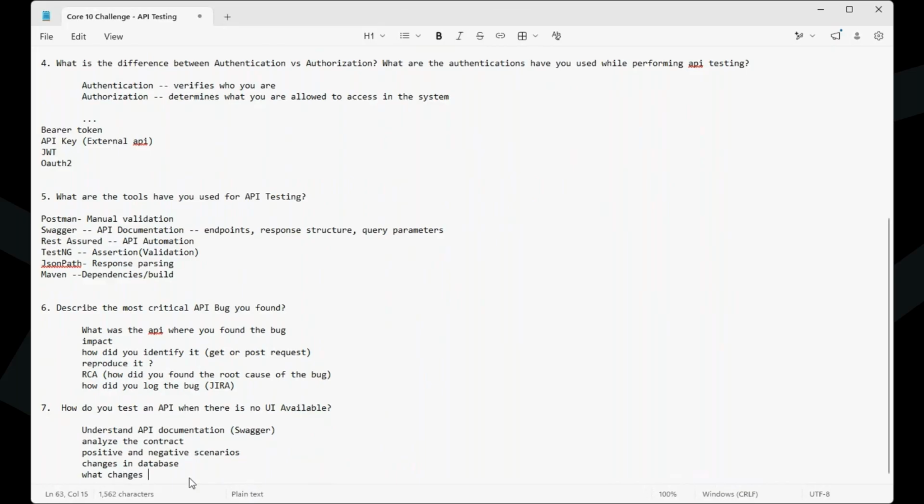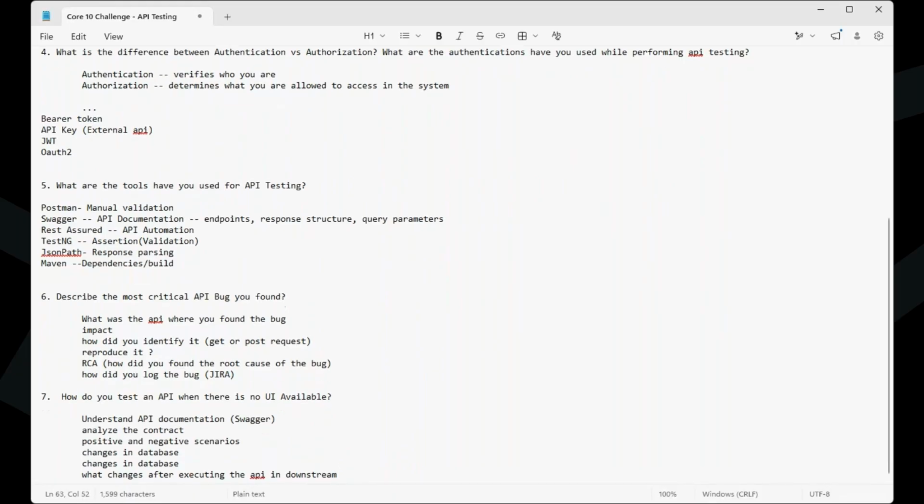What changes after executing the API in downstream? If you have access to the downstream, then you can check that downstream. Okay.